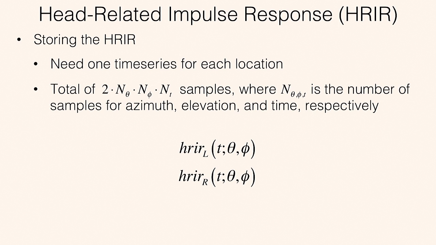you're going to need to store one time series data for each location. This, for a discrete set, is going to be 2 times n theta, n phi, nt samples. And we're going to denote this for the rest of the slides as HRIR left and right as a function of t parameterized by theta and phi.